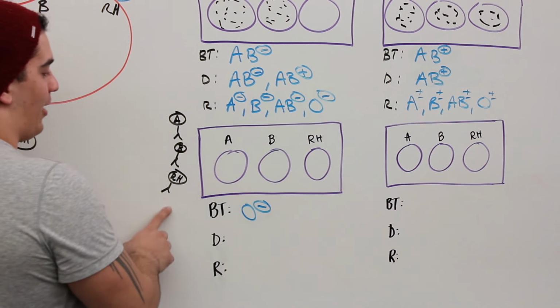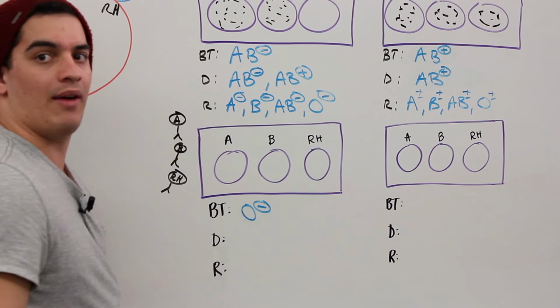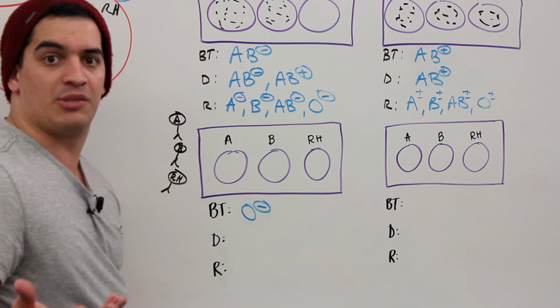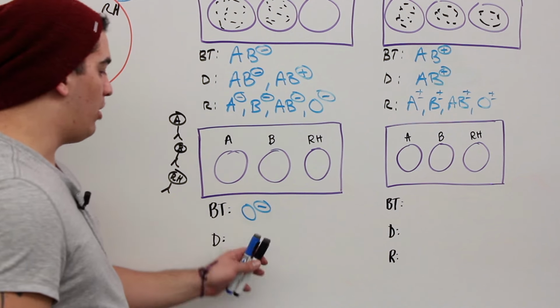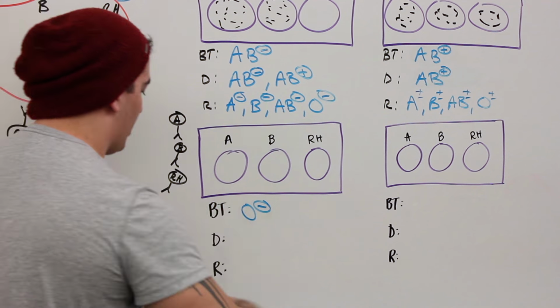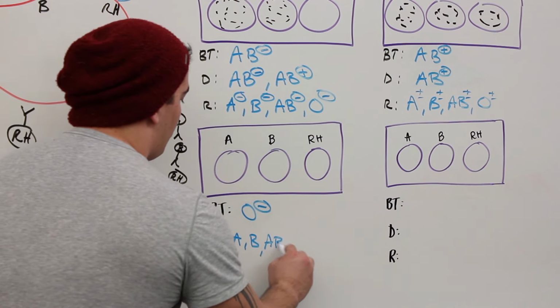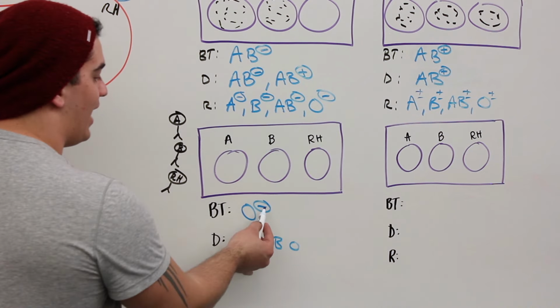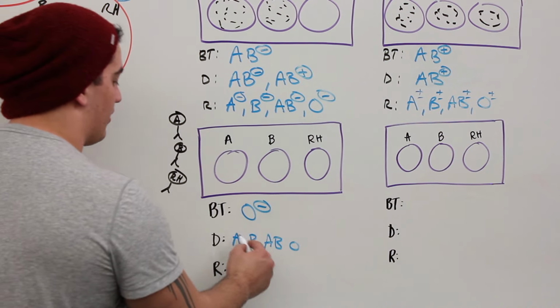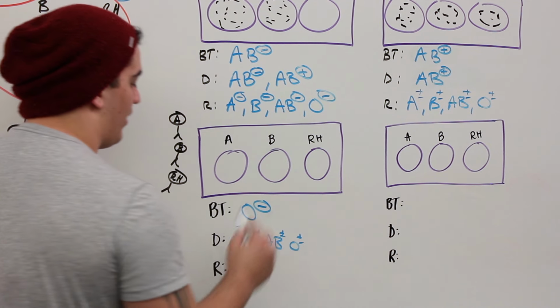So if you think about it, who can they donate to? Well, they can actually donate to anyone because they have no antigens whatsoever. So it doesn't matter what's in the recipient's plasma circulation. It wouldn't matter because he has no antigens to attack. So he can literally give to everyone. He can give to A, B, AB, and himself. And again, he's negative. Negative can give to negative or positive. So he can give to positive, negative, positive, negative, positive, negative, positive, negative.